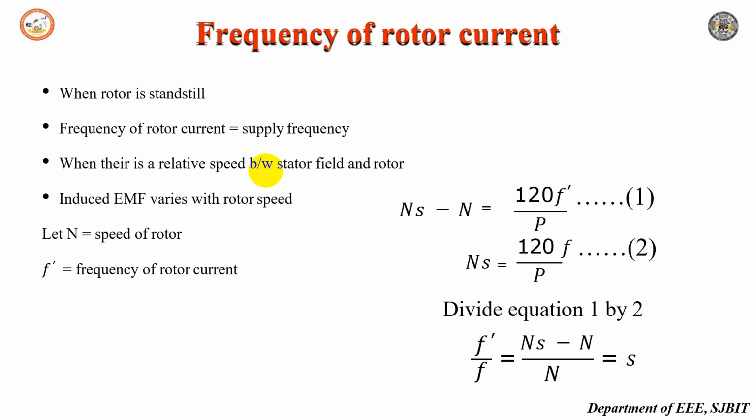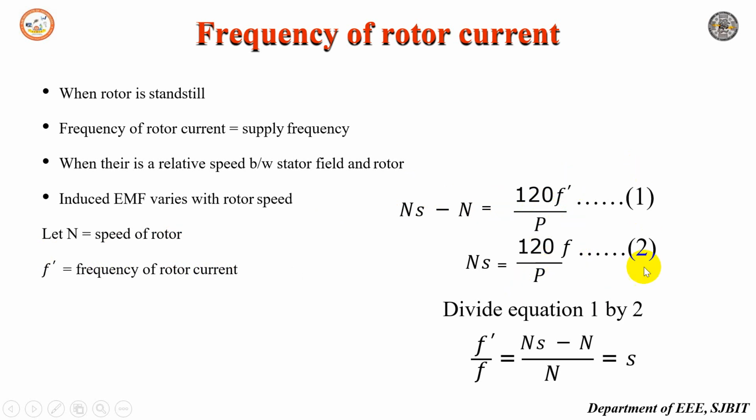So we need a relation between the rotor frequency and the supply frequency. If N denotes the speed of the rotor, Ns denotes the speed of the rotating magnetic field, f denotes the frequency of the supply, and f dash denotes the frequency of the rotor current, then the relative speed Ns − N is equal to 120f'/P, where f' is the frequency of the rotor and f is the frequency of the supply.